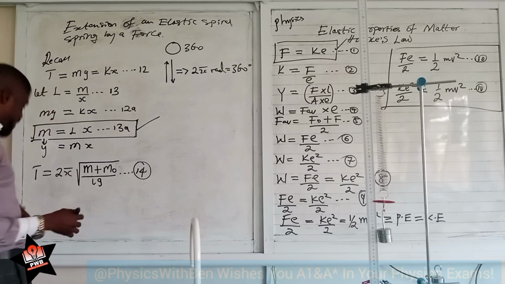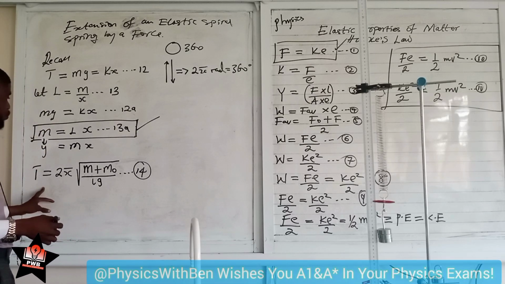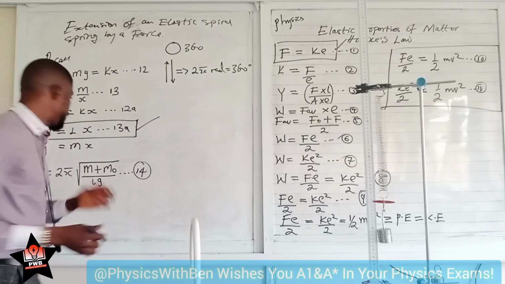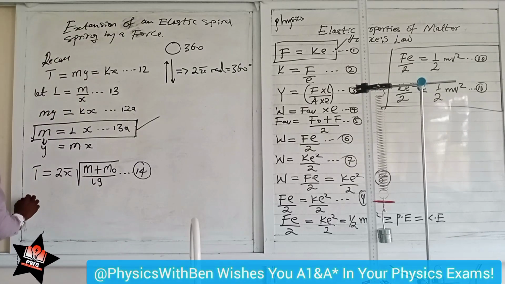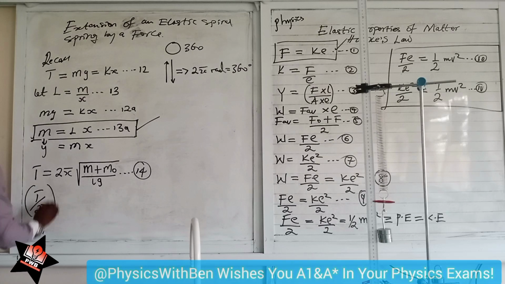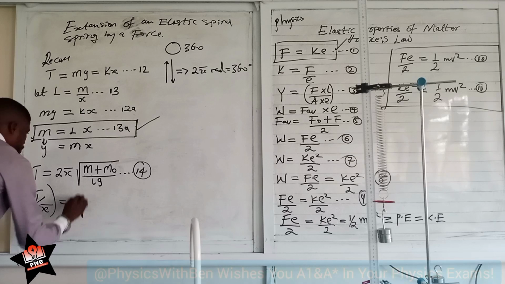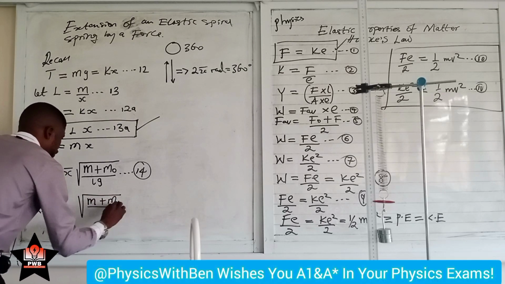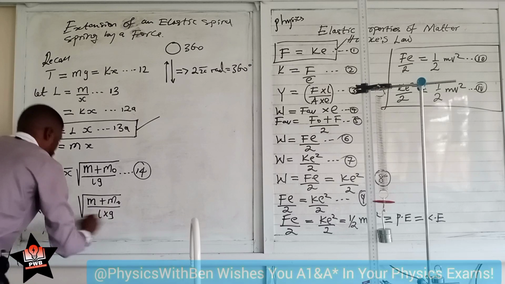So we are going to generate an equation that will help us plot the graph of m against T squared. From here we write that T divided by 2 pi is equal to the root of (m plus m naught) divided by L times G.